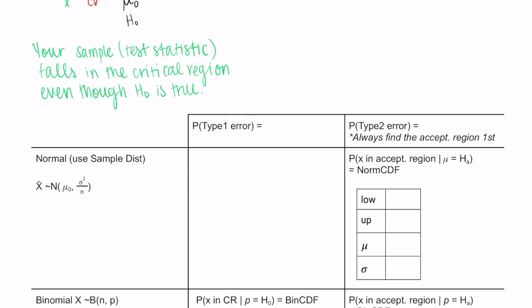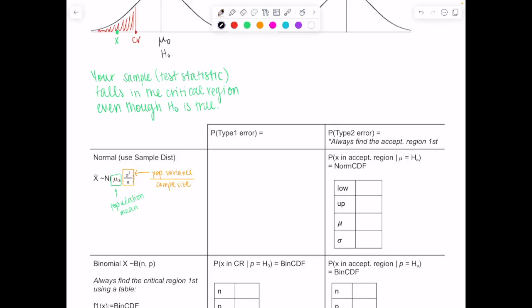If you're using a normal distribution, you are going to be using the sample distribution that you are given. So the mean that you use is your population mean. And then the standard deviation that you're going to be using comes from the central limit theorem applying to the distribution. And so you're going to calculate this standard deviation by taking the population variance and dividing it by the sample size, right? Normal distributions, remember, include z-tests and t-tests.